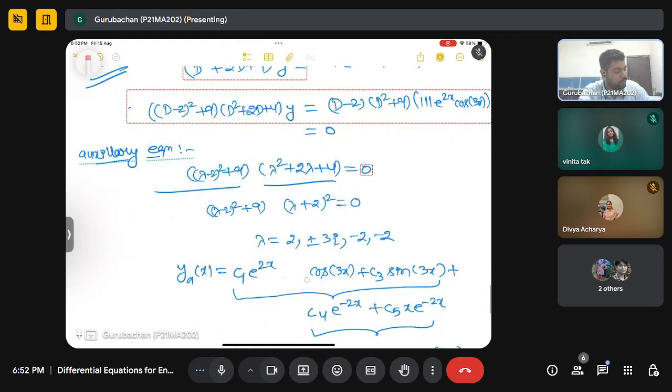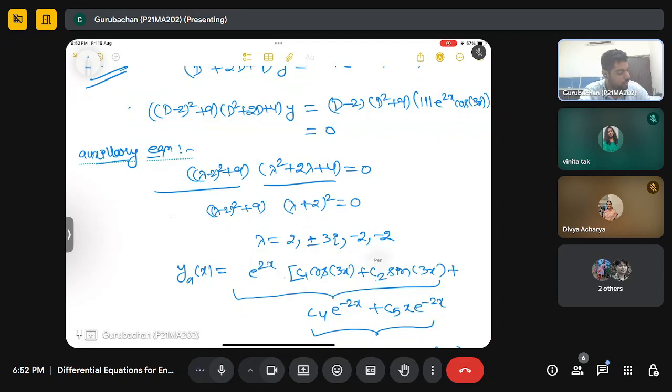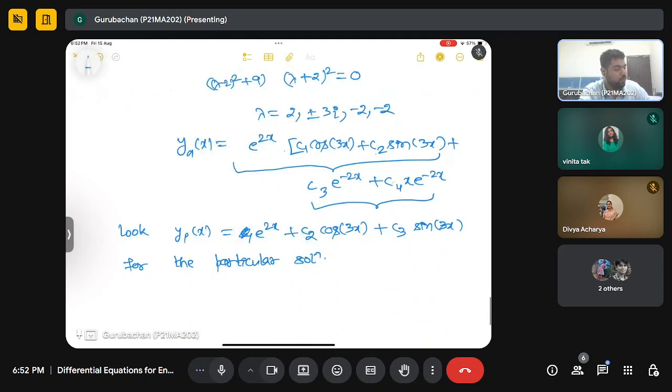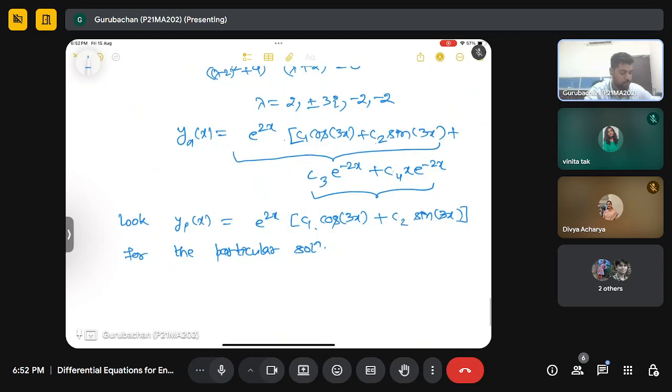Now we can have here C1, C2, and also C3 and C4. So we are interested in finding C1 and C2 by putting into the given differential equation. So try this: calculate its first derivative, second derivative, and put into the differential equation, and then determine this C1 and C2.